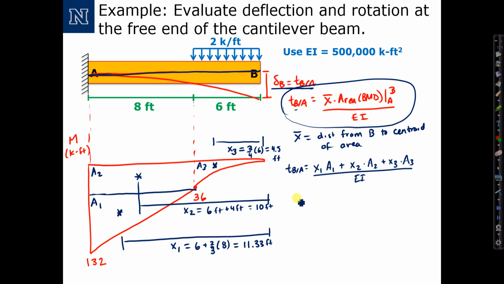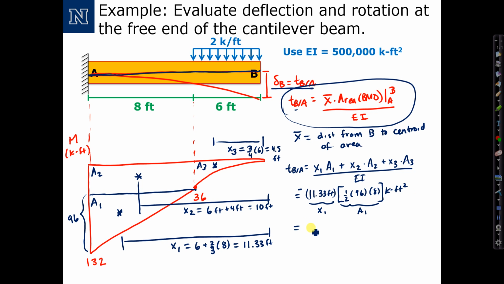Okay, starting with x1, 11.33 feet. Area 1 is the area of this triangle. I'm going to note that that height, 132 minus 36, is equal to 96. So the area of the triangle, 1/2 times 96 times 8. So that's x1, and that's a1. And the units here should be feet squared. And notice that all of these are negative. All of the areas times x-bars are negative because the bending moment diagram is negative.